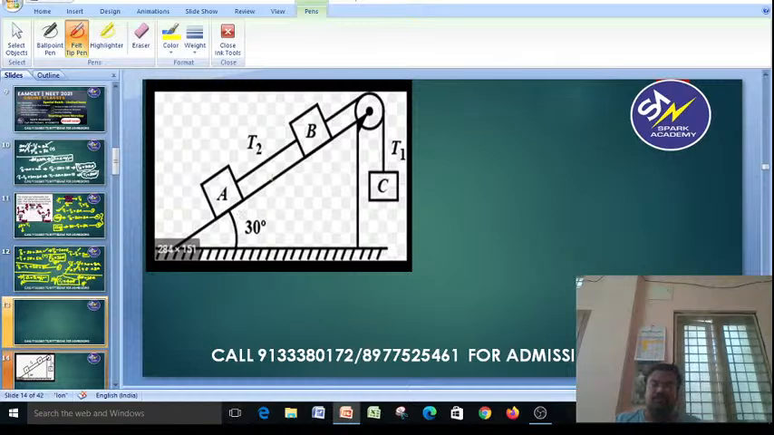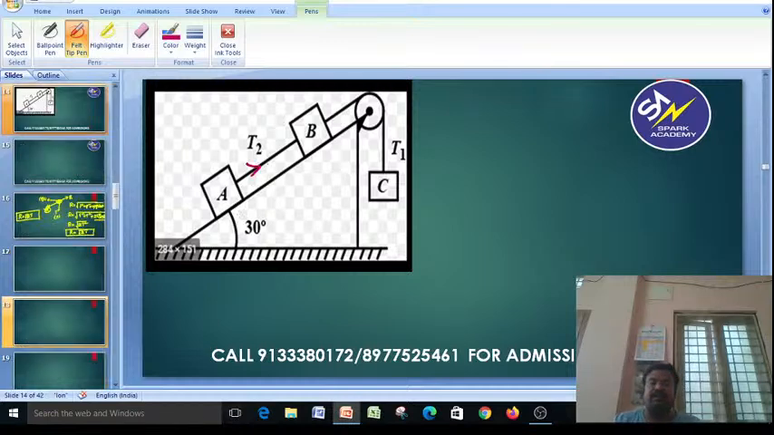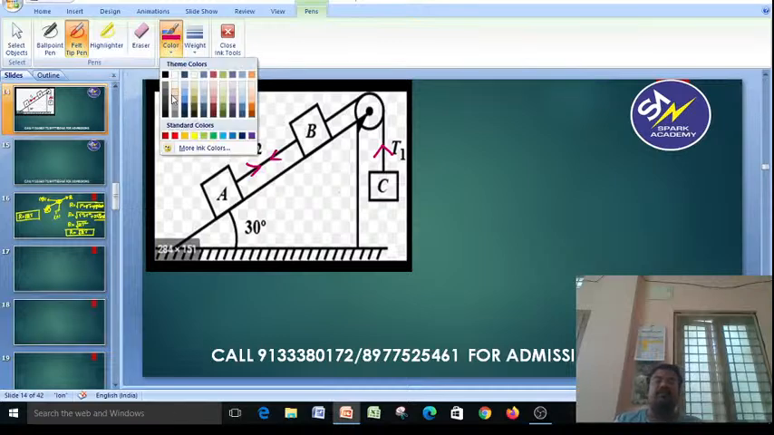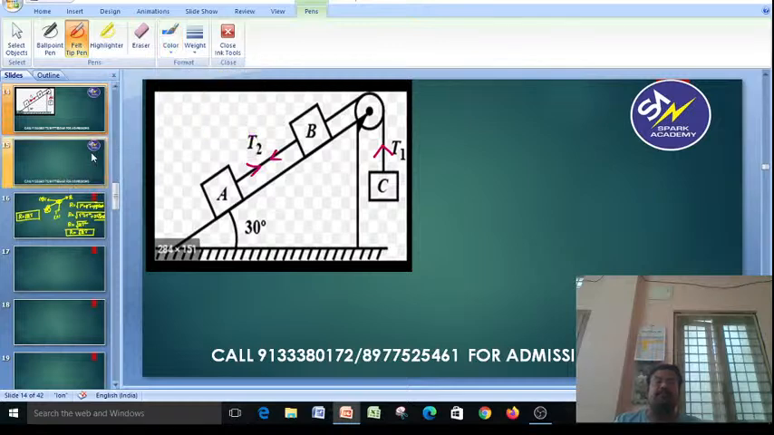Right? Anyway, two blocks are there here. Tension T1, he taken tension T2, it is acting away from the block. Tension T1, it's also away from the block. Instead of taking two blocks, let us try to take one normal picture here for better understanding.